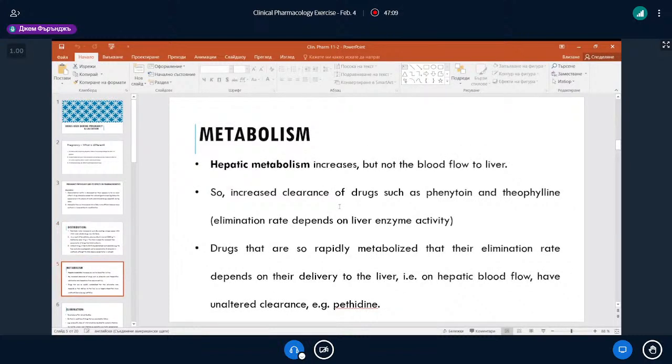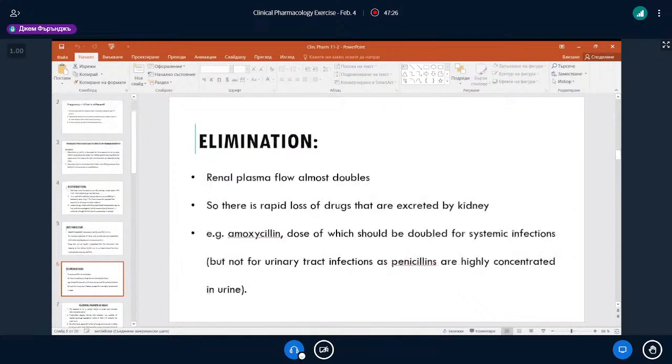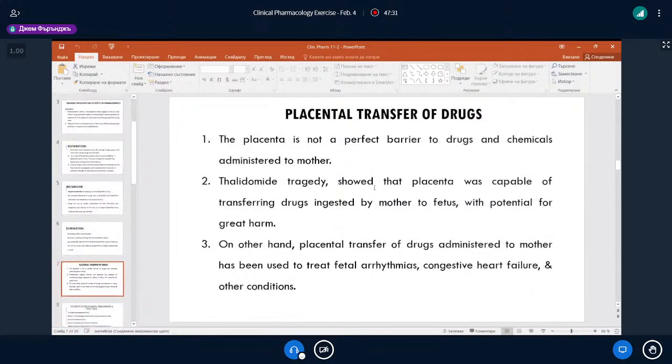Hepatic and also renal metabolism increases, and this affects the drugs that are metabolized by the liver and by the kidneys, so they are usually eliminated faster than usual, because renal plasma flow also increases. What about the placental transfer of drugs? Well, the placenta is not a perfect barrier to drugs and chemicals, and it usually does not stop all drugs that are administered to the pregnant woman.